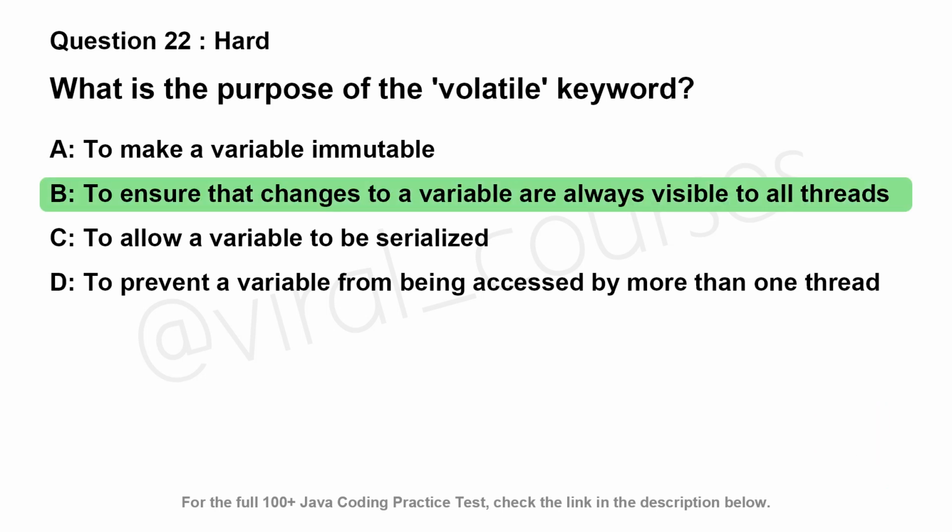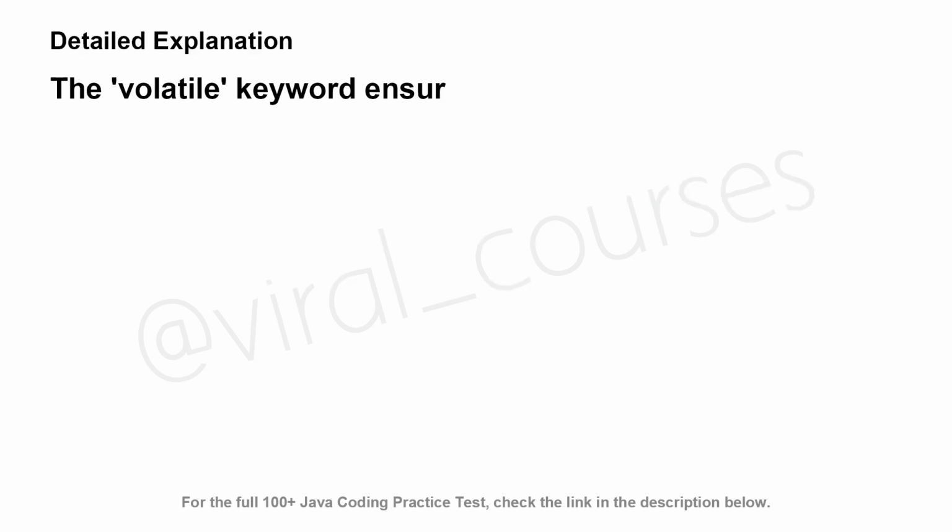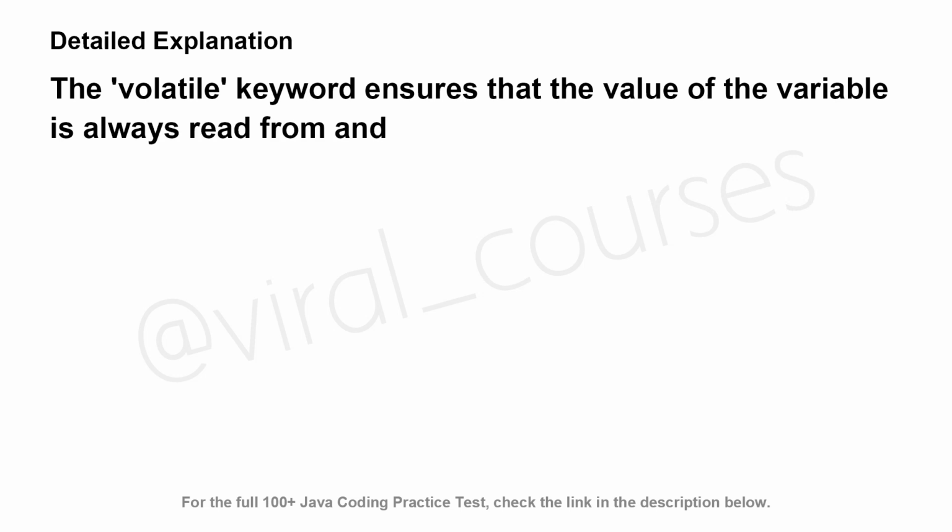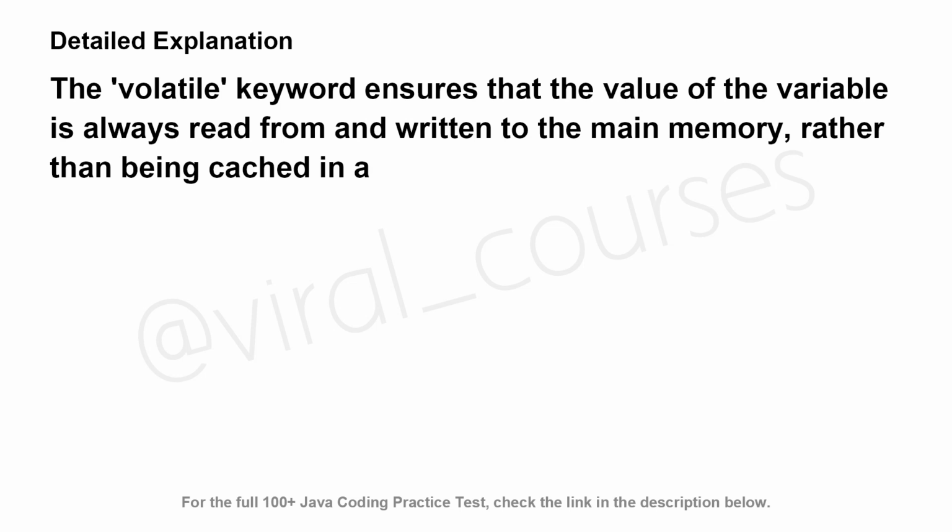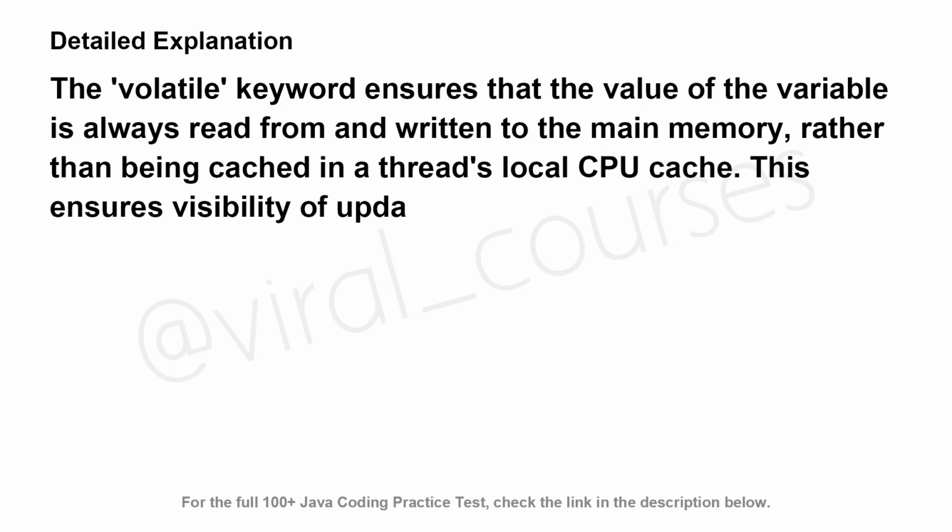The correct answer is B. The volatile keyword ensures that the value of the variable is always read from and written to the main memory, rather than being cached in a thread's local CPU cache. This ensures visibility of updates across different threads.